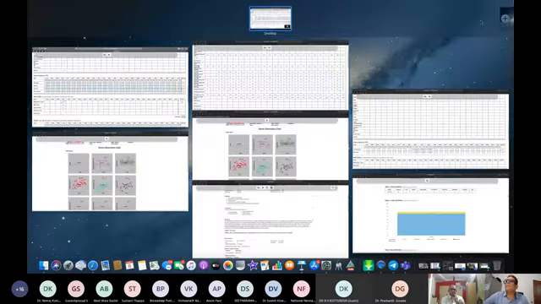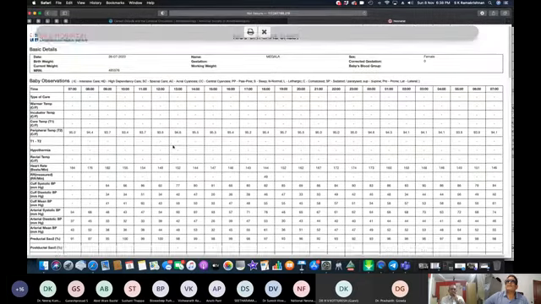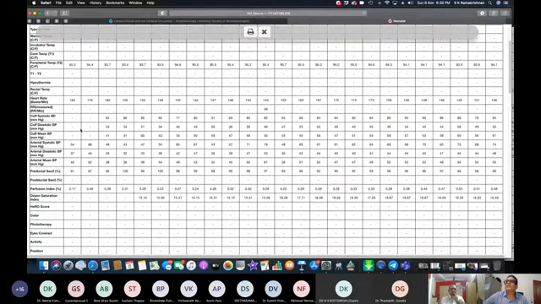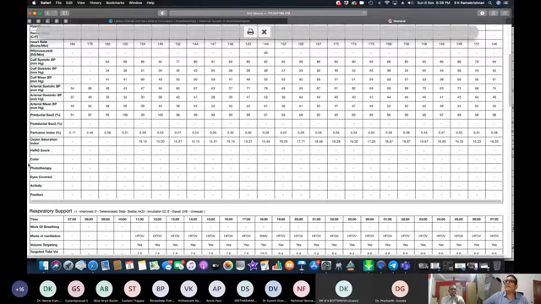So this is one, and not only that, you also get the temperature data, you also get the heart rate data, the blood pressure data, and your perfusion index from the monitor, everything, oxygen saturation index.